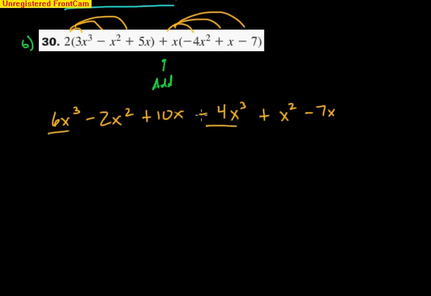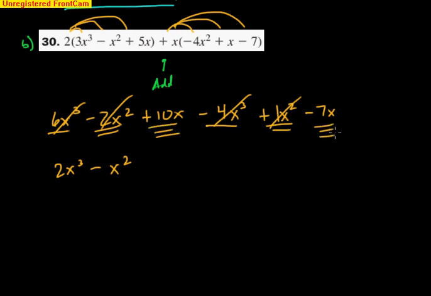Combine your like terms. 6x cubed minus 4x cubed. 6 minus 4 is 2x cubed. The x cubeds cancel. Negative 2x squared, positive x squared, that's negative 2 plus 1, that is negative 1x squared. They go away. And then the x's. Positive 10, negative 7, 10 minus 7 is positive 3x.